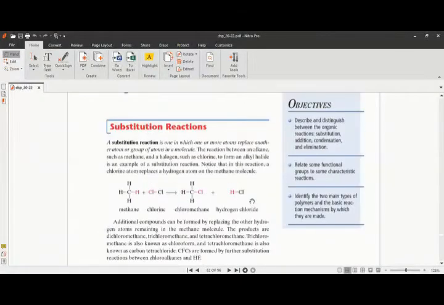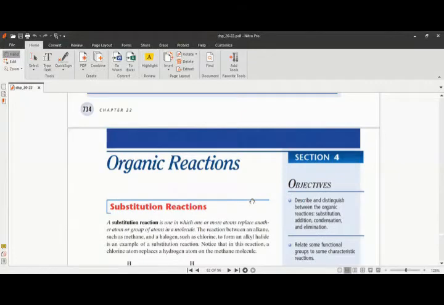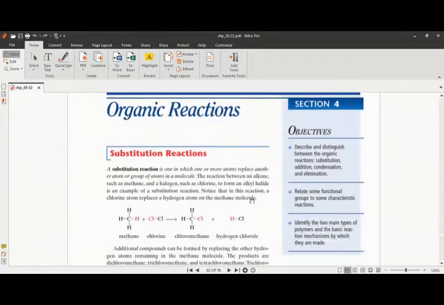We started last time in section 4, organic reactions. We said we have types of organic reactions, starting with the substitution reaction. If you have a group of atoms, it is replaced with an atom or a group of atoms. We took this example: methane combines with chlorine, so they form chloromethane and hydrogen chloride. So you replace the hydrogen atom with a chlorine atom, and it forms two other compounds from the substitution reaction.